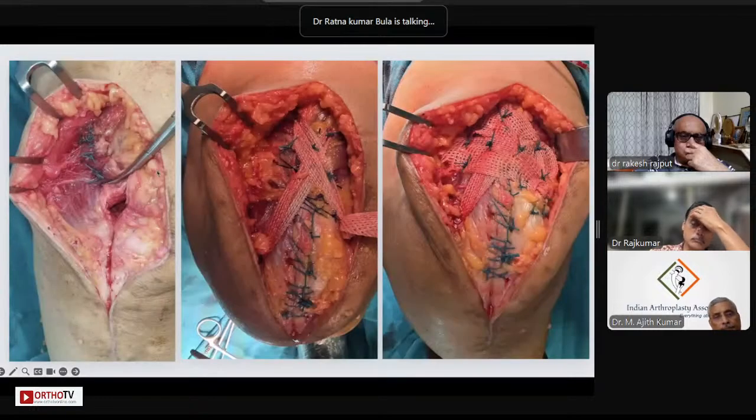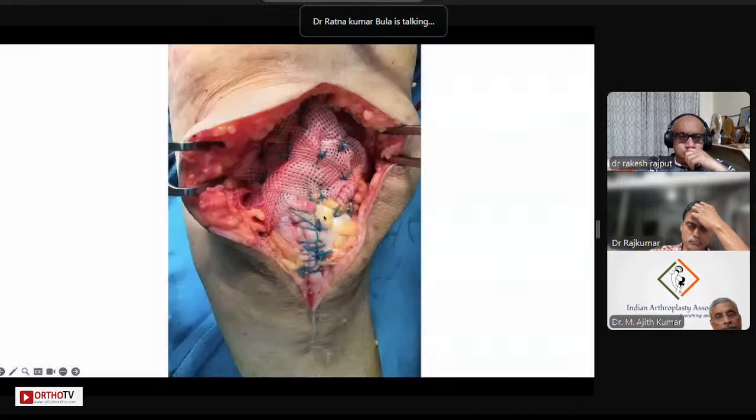So here again primary debridement was done, lavage and hematoma evacuation, and primary suturing was done. Using a quartz poly tape, we have done a figure of 8, and this is the final suturing of the quartz poly tape.